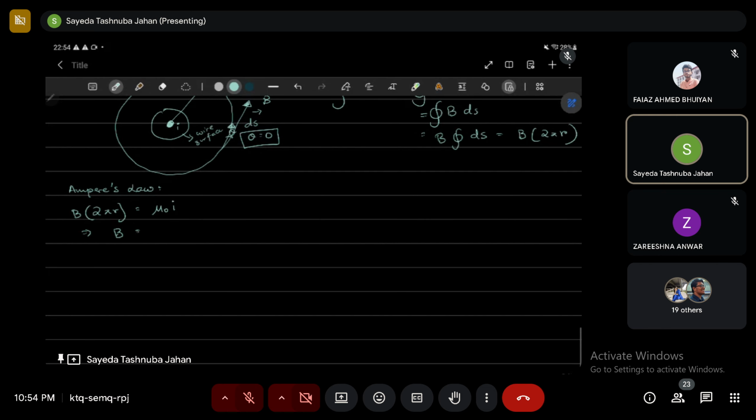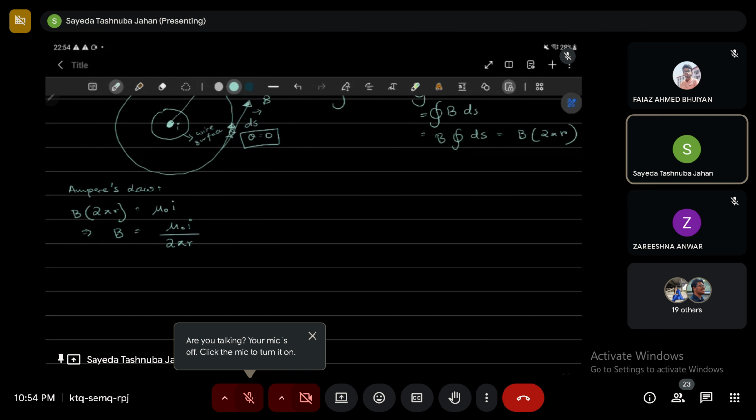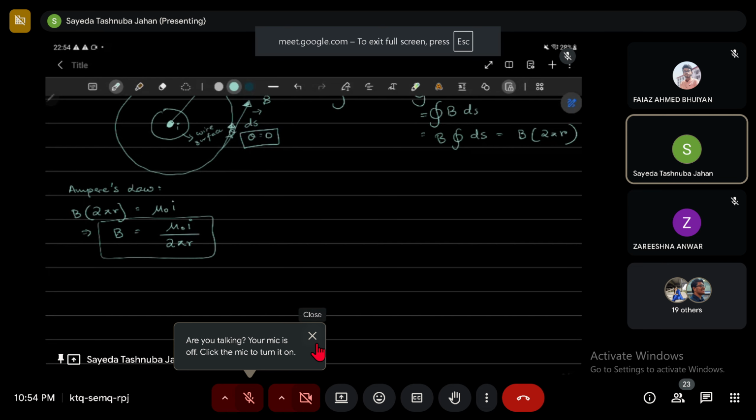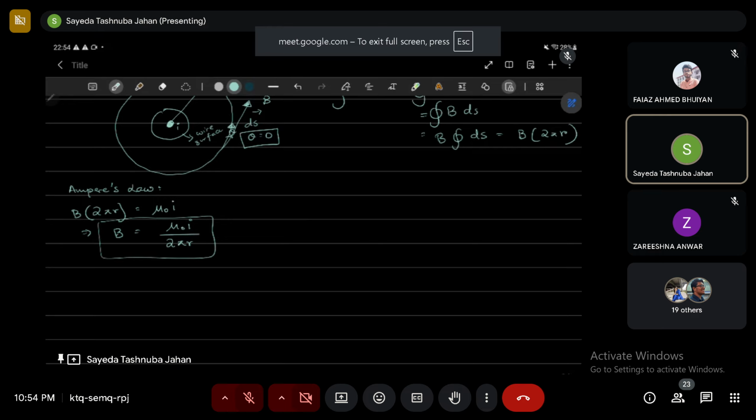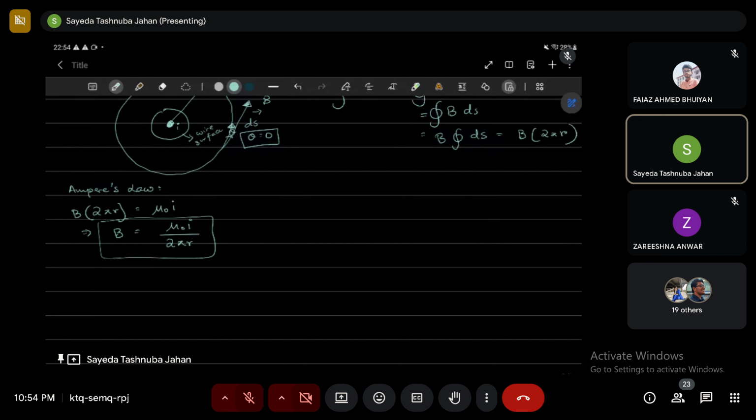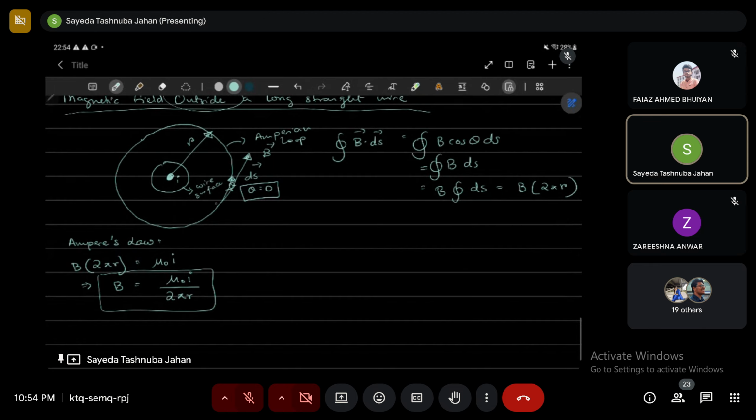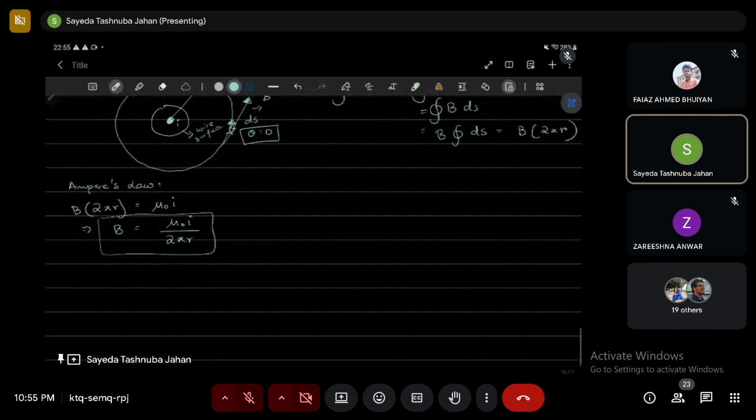Rearranging this, I can get the magnetic field, which is going to be mu naught I divided by 2 pi r, which is exactly the magnetic field that we got earlier, if you remember, for a long straight wire. So in this case, since I defined my Amperian loop outside the wire, it takes the whole wire into account. Therefore the magnetic field outside that we generically get for a long straight wire is what we get here. So this is outside a long wire.